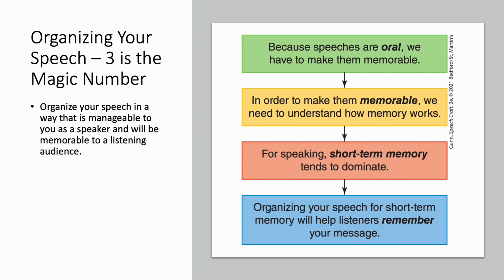So this infographic is really good at giving you more information on how to organize your speech. Because speeches are oral, we have to make them memorable. In order to make them memorable, we need to understand how memory works. For speaking, short-term memory tends to dominate, so your audience isn't going to remember everything that you say. Organizing your speech for short-term memory will help listeners remember your message. So remember 3 sections: introduction, body, and conclusion, and 3 main points in your body.